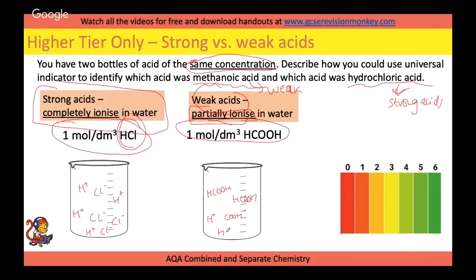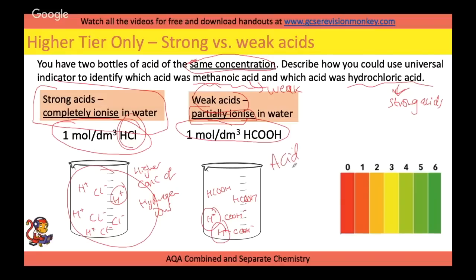So, as a result of this, because this one completely ionizes, you've got a higher concentration of hydrogen ions. And in this one, you have a lower concentration of hydrogen ions. And as you know, what makes an acid is the fact that it has hydrogen ions. But even though they've got the same concentration, this will have more hydrogen ions freely moving around than this one.